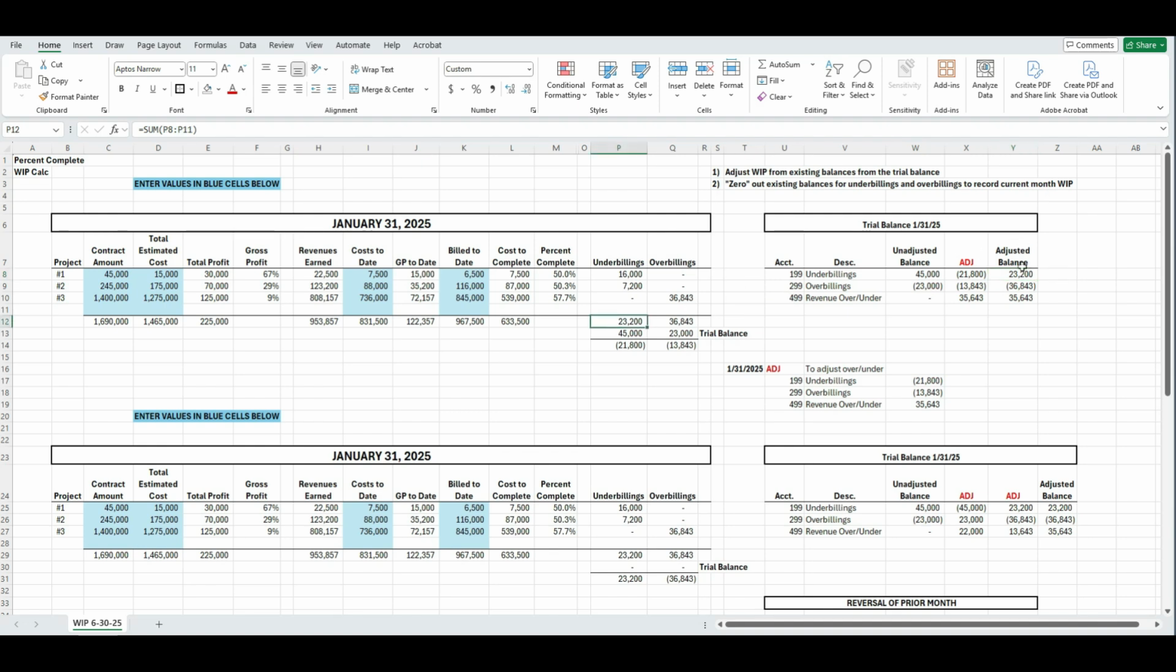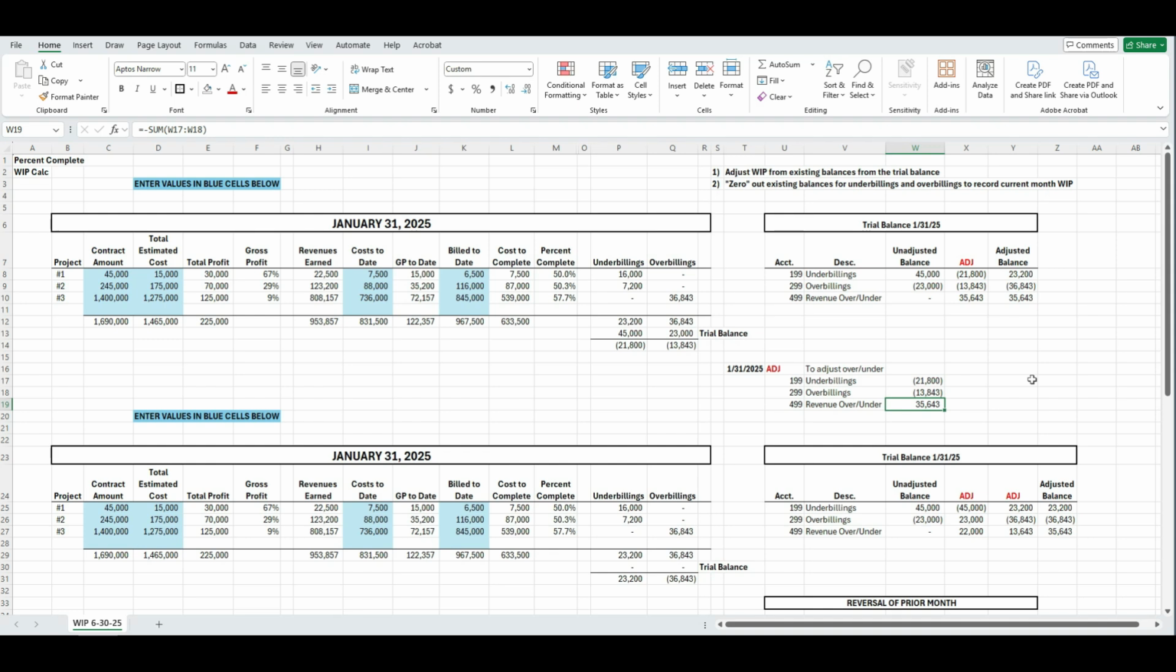That ties to this amount here. Now, overbillings, we had a balance of 23,000, a credit balance, and now it's 36,843. That increased 23,000 to 36,000. Increase in liabilities is a credit. So in order to move the balance from this amount to this, we credit it by 13,843, which once we do that, we get 36,843, which agrees to this amount here.